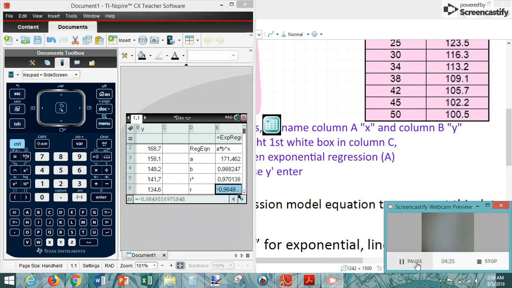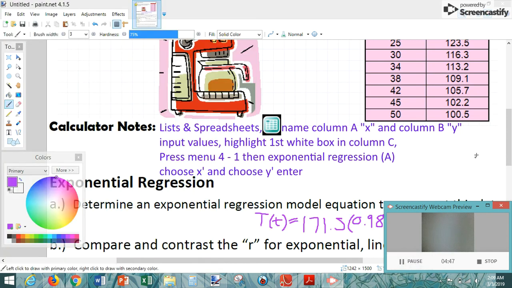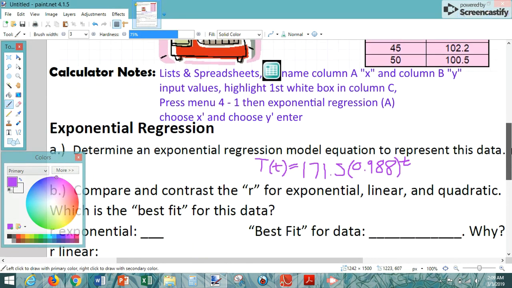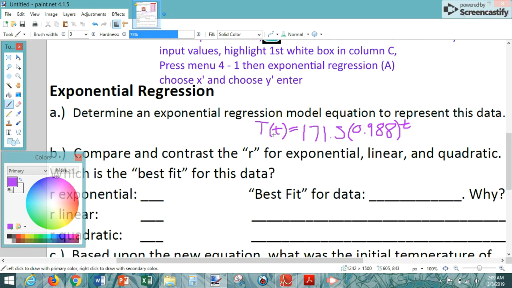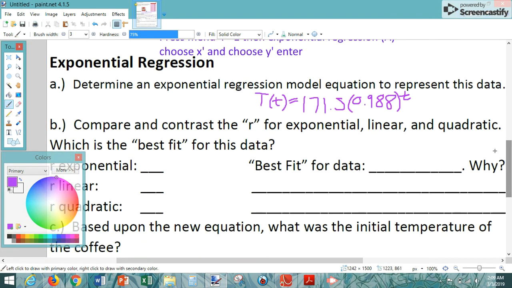You would round to 1 decimal place, 2 decimal places, something like that. So here's what the equation should look like. T of t equals 171.5 times 0.988 to the t power.